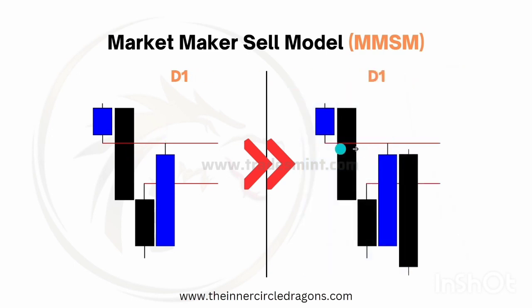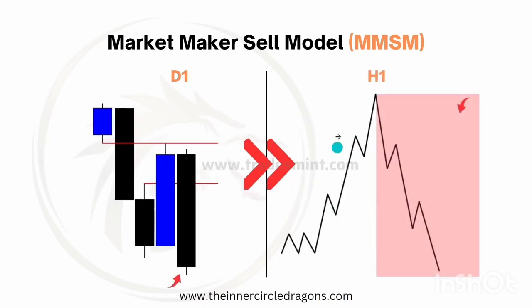After price had reached the premium end and completely closed in the sell side imbalance, the market then sold off, reaching for the sell side liquidity below these lows. So again, on the 1 hour time frame, the smaller fractal is the sell side delivery of the market maker sell model.